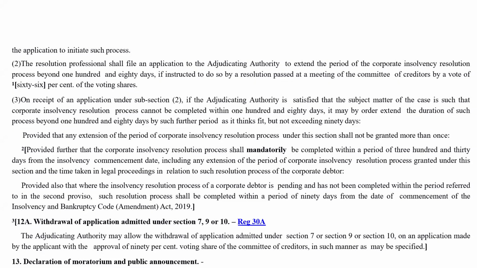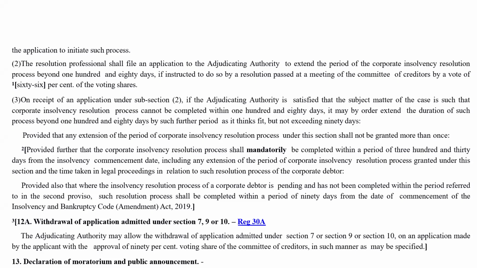Now, this 180 plus 90 days was also not sufficient and CIRPs were not completed. Then what was the adjudicating authority doing? The adjudicating authority was excluding certain time periods. So they were taking the argument that okay, such and such time was lost in litigation and so many other things, so let us exclude that period to bring it back to 270 days. But because it became the norm, another amendment was brought and it says that the CIRP process shall mandatorily be completed within a period of 330 days. So 180, 270 and now 330.